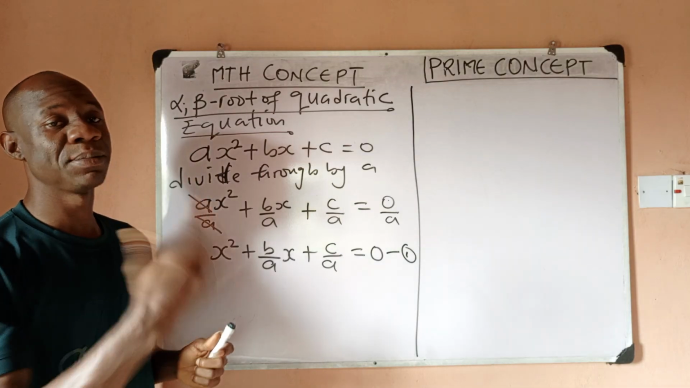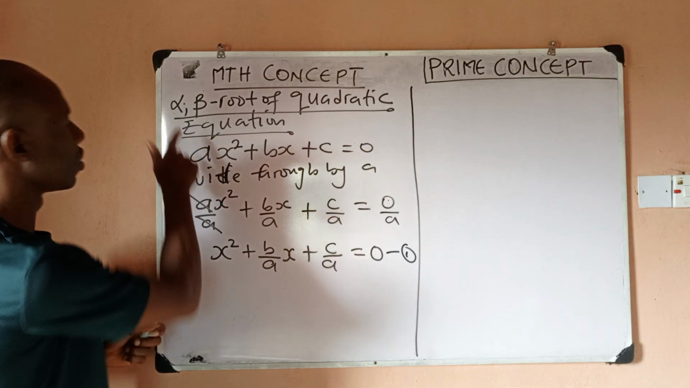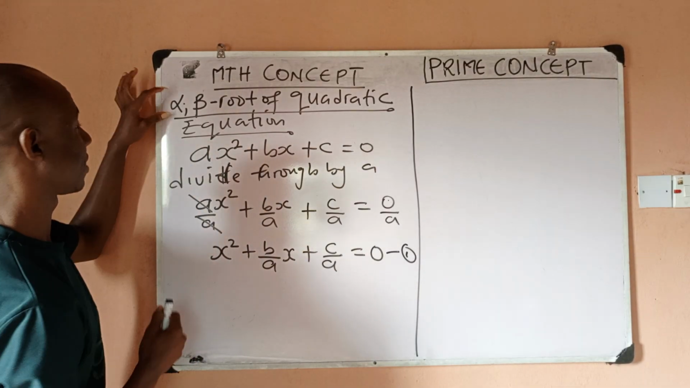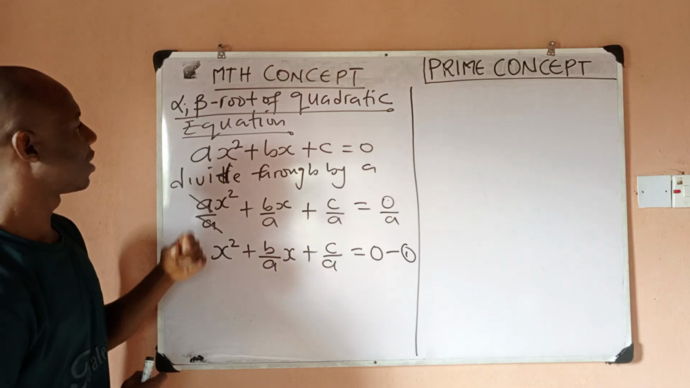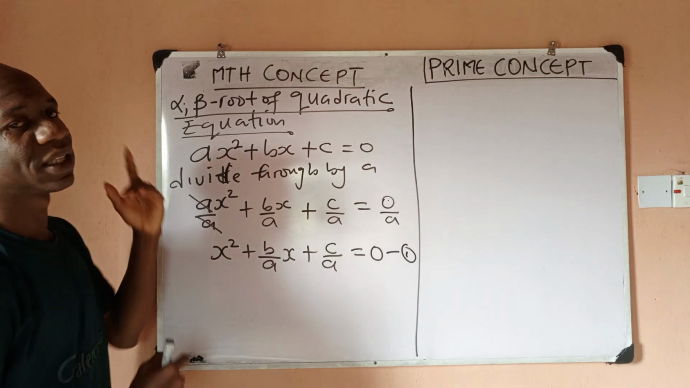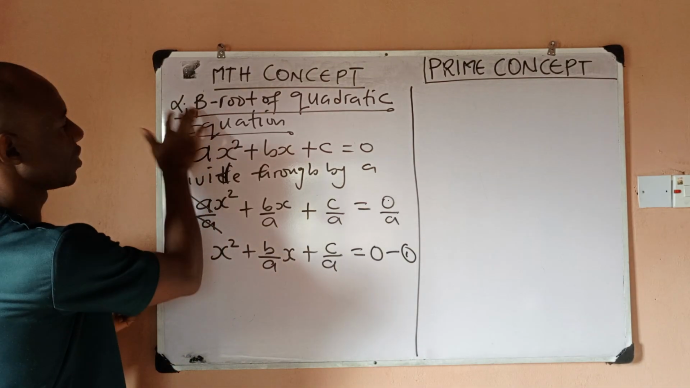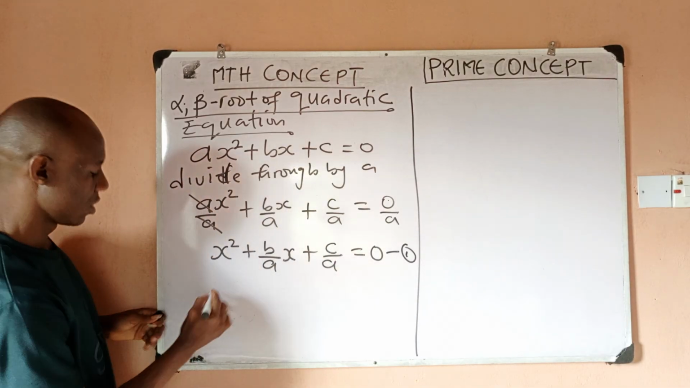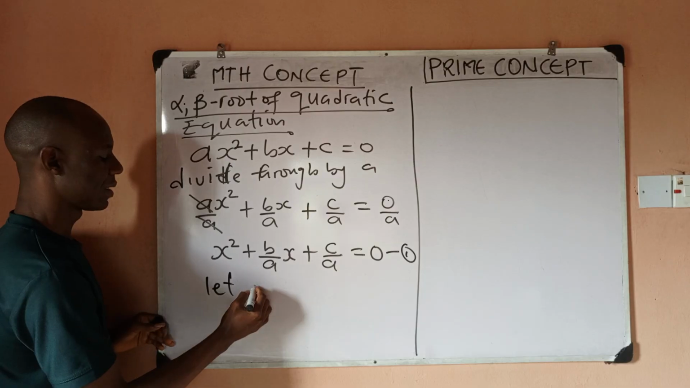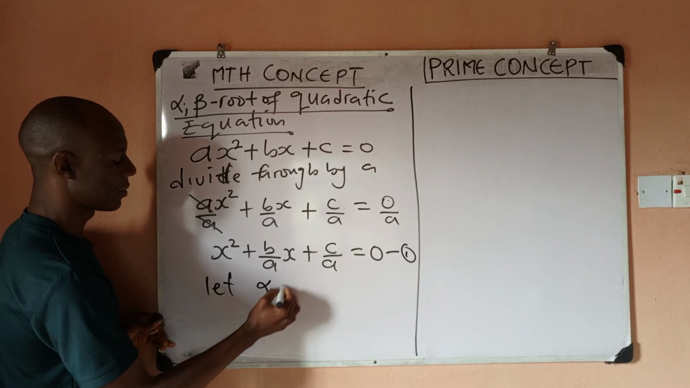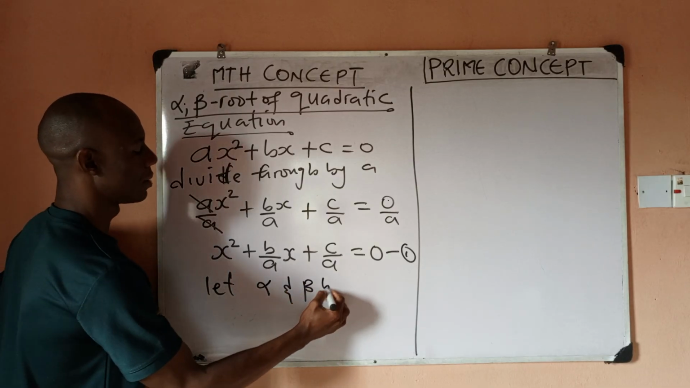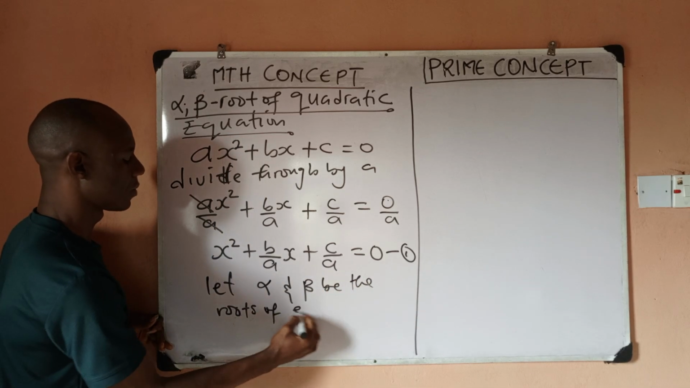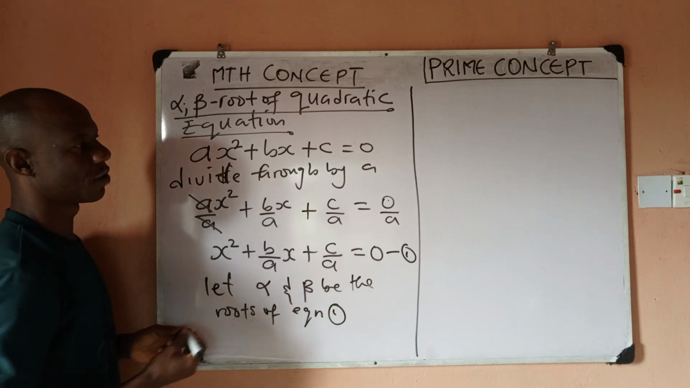Now, since x can be any number, we want to call those numbers to be what? Alpha and beta. Let one of the values of x be alpha, and let the other value of x be what? Beta. We can use any symbol. I'm just using alpha and beta because these are the common symbols used in quadratic equation. So I would say let alpha and beta be the roots of equation 1. So they are the roots of this equation.